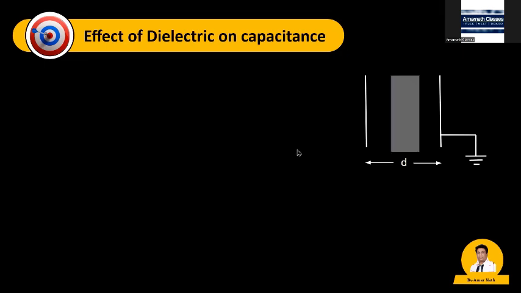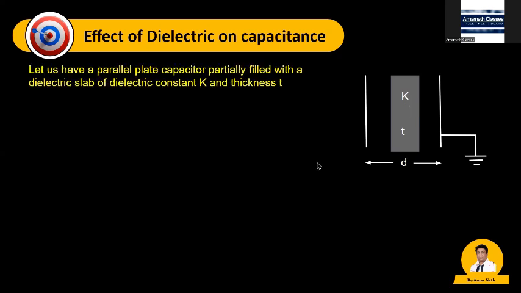Now I am putting a dielectric slab of dielectric constant, say, K, and the thickness is T, which is less than D. So some empty space will be there in the capacitor. Then what will be the net capacitance of the system? I am going to discuss that.